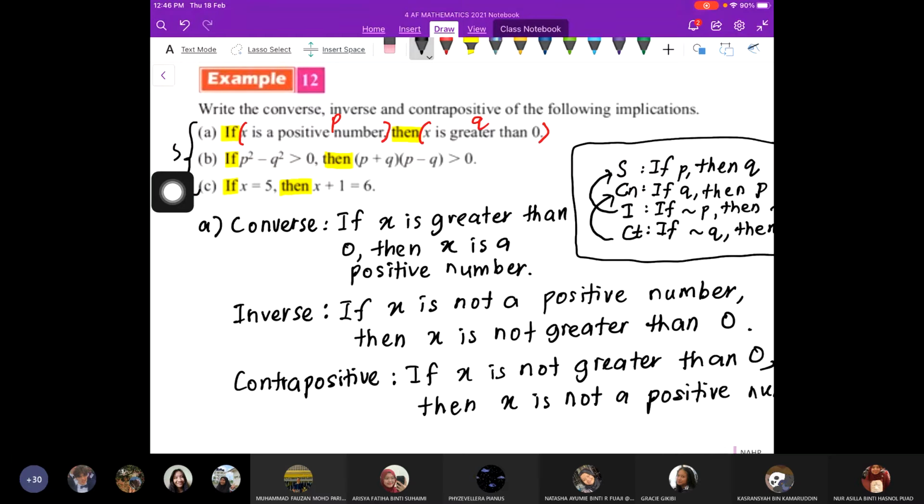Okay. So now, macam mana kita nak buat negation? Okay, so saya nak inverse. Alright. Aina Maisara. Ada di situ? Boleh bagi saya inverse dia.